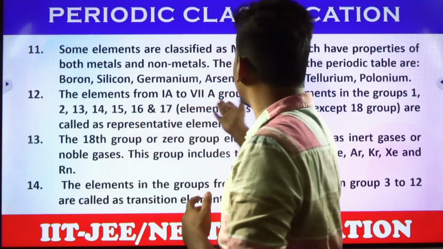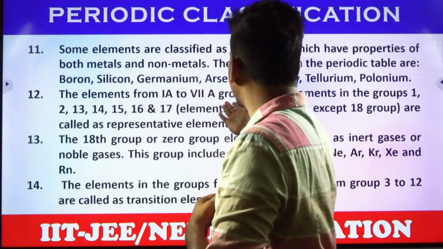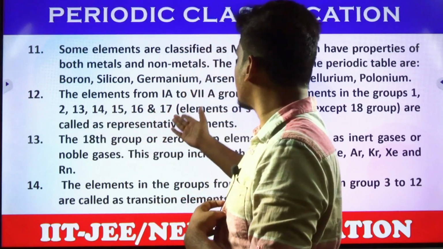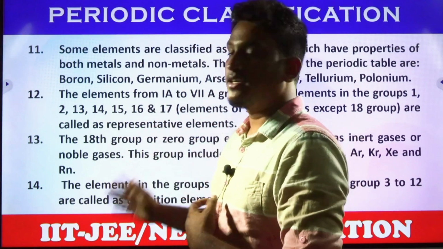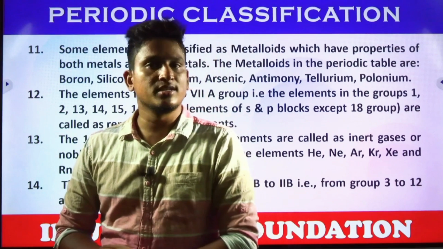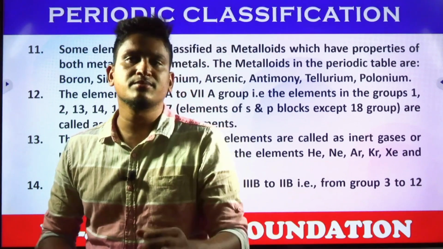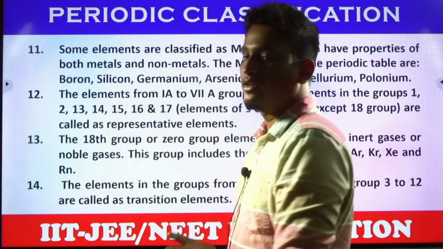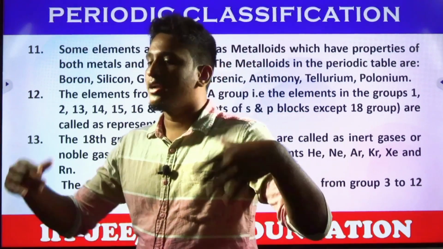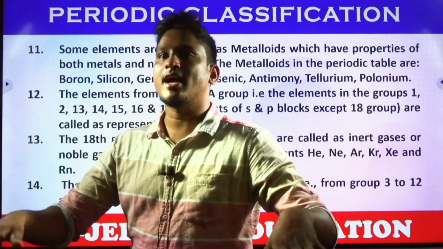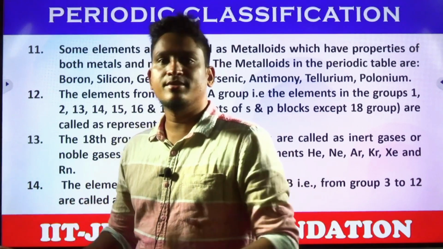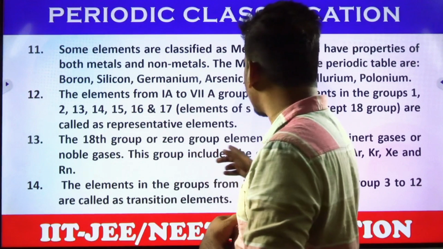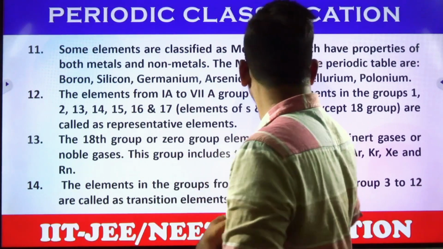The elements from groups 1A to 7A, that means groups 1, 2, 13, 14, 15, 16 and 17, are called representative elements, which we already discussed, except noble gases. Representative elements means main elements, the majority elements. Majority means not by number, but the major chemical compounds, major gases, major elements that all life is made up of. Next, 18th group elements, students, are called zero group elements or inert gases.